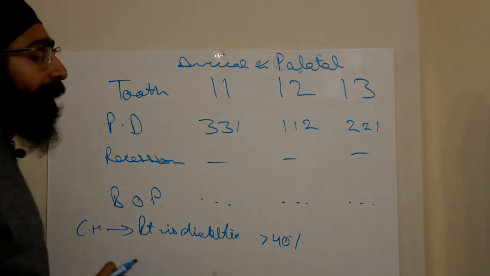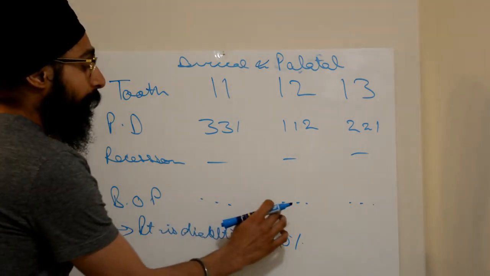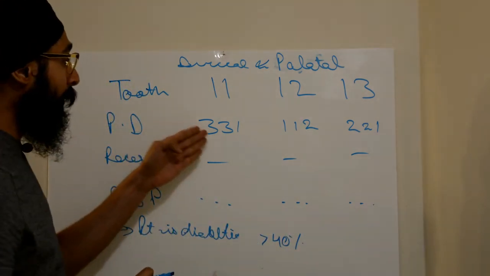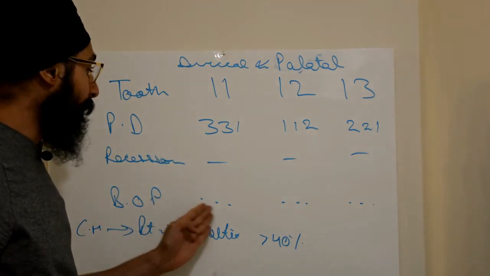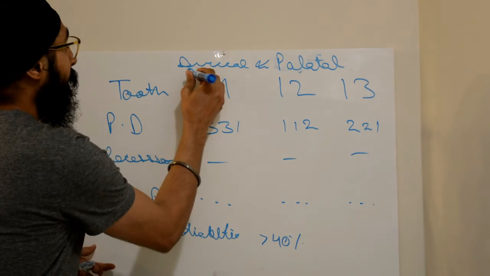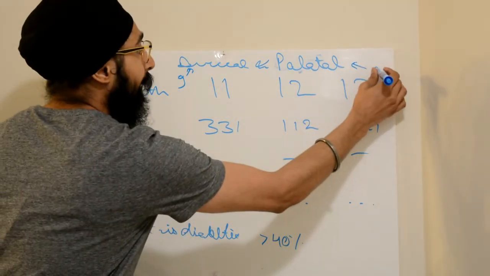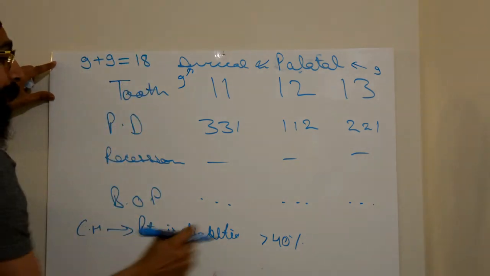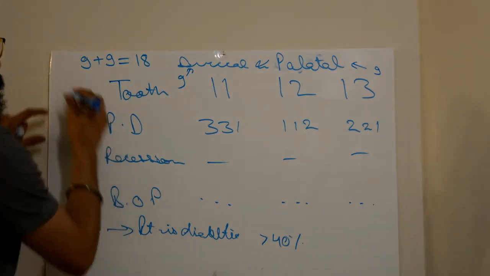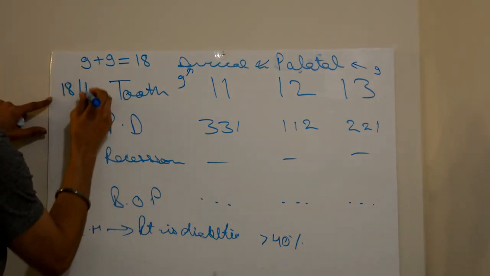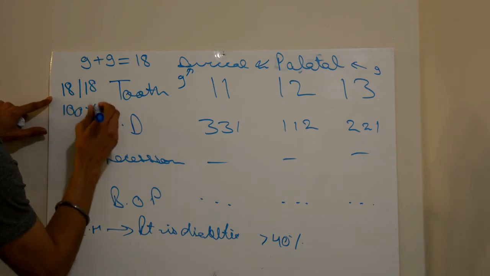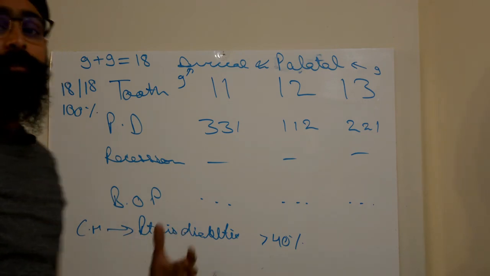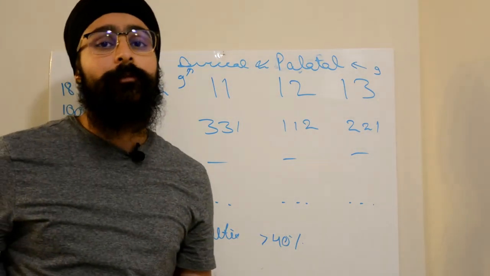Let's see how many sites there are now. 1, 2, 3, 4, 5, 6, 7, 8, 9. There are a total of 9 sites of probing, and everywhere it's bleeding. 9 sites on the buccal side and 9 sites on the palatal side. So the total number of sites is 9 plus 9, which is 18, and everywhere bleeding on probing is present, that is 18 sites out of 18, 100% of the sites have bleeding. The patient is diabetic, so now we will call it gingivitis modified by systemic factors.